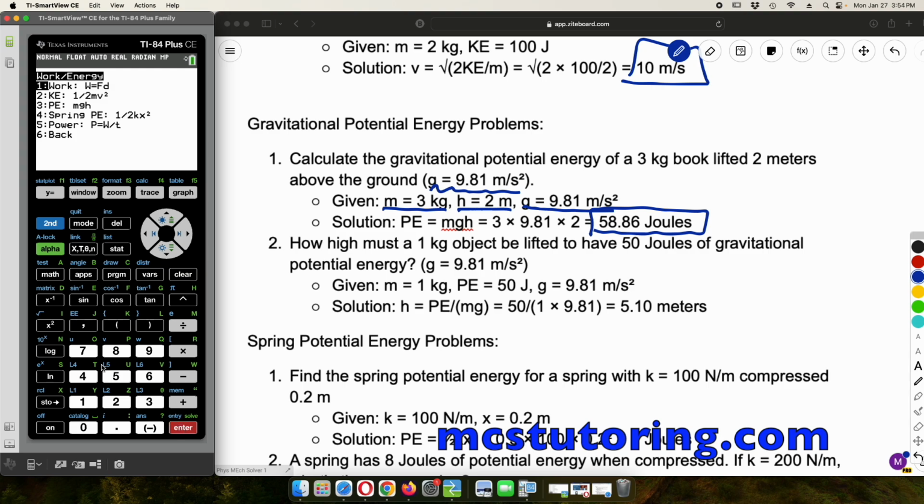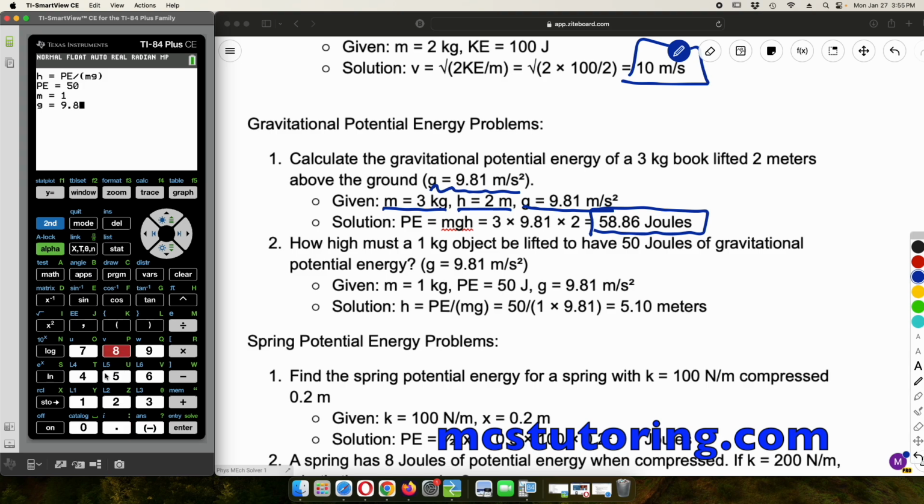Let's go back to gravitational potential energy, otherwise known as regular potential energy. Now, how high? The height is what we're solving for, so the H there. What's the potential energy? 50, because it's saying to have 50 joules of potential energy. What is the mass? Oh, it's 1 kg. And for this case, we're going to assume 9.81.